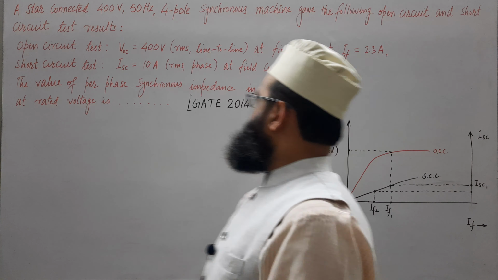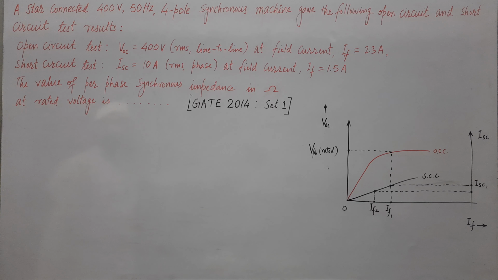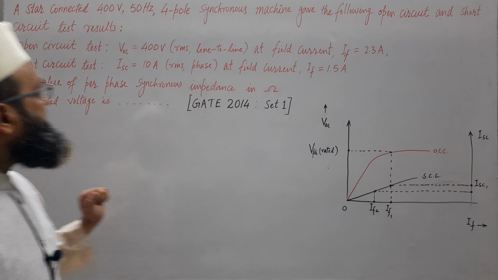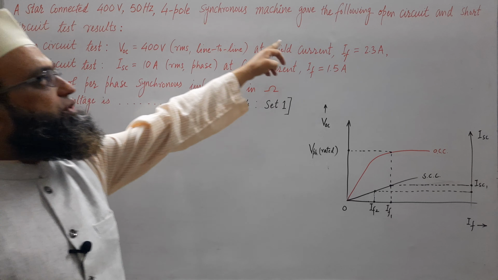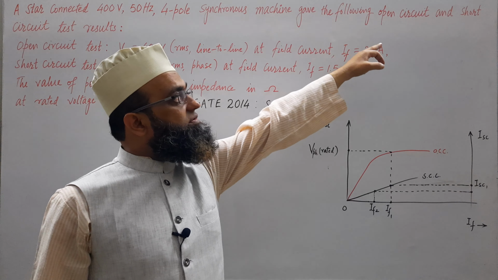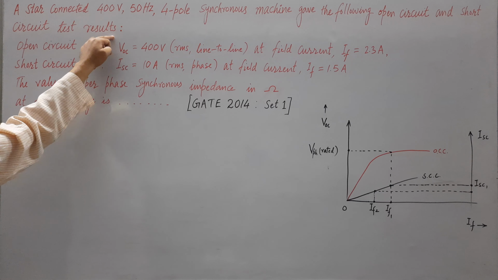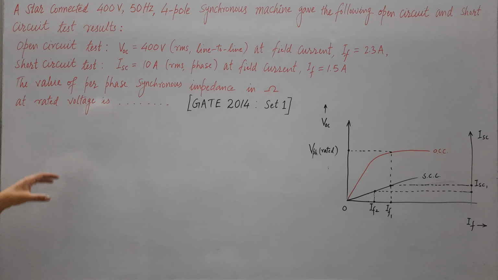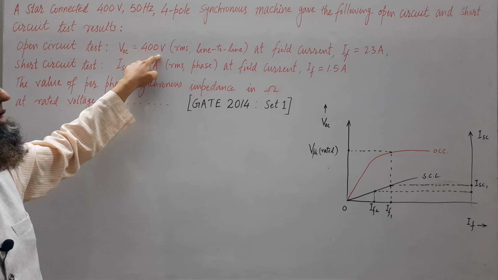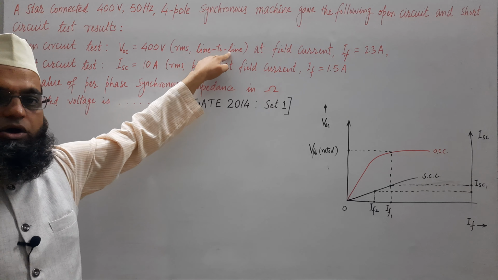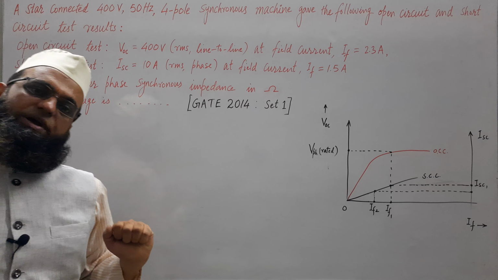This problem was asked in GATE 2014, set 1. This is also on synchronous impedance. It states that a star connected 400 volt 50 Hz 4 pole synchronous machine gave the following open circuit and short circuit test results. Under the open circuit test, VOC is 400 volt. It's given line to line. Even if not stated, by default the given voltage will be line to line.